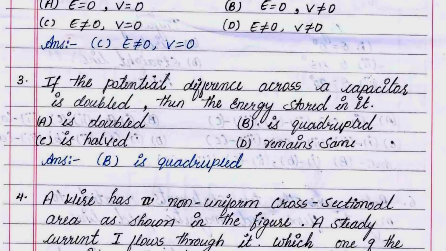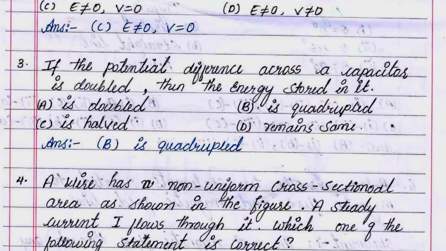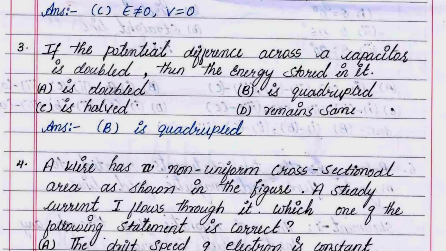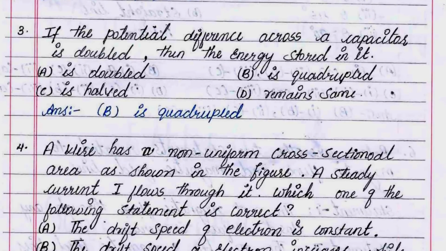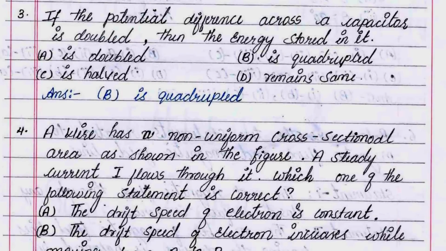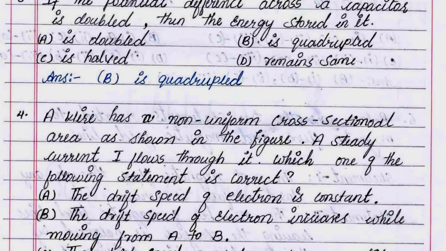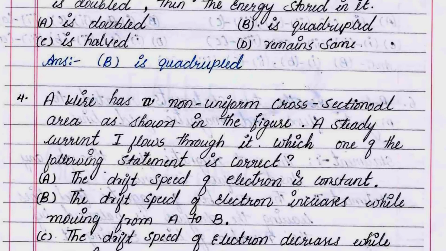Third, if the potential difference across a capacitor is doubled, then the energy stored in it A. is doubled, B. is quadrupled, C. is halved, D. remains the same, and the answer is B. is quadrupled.